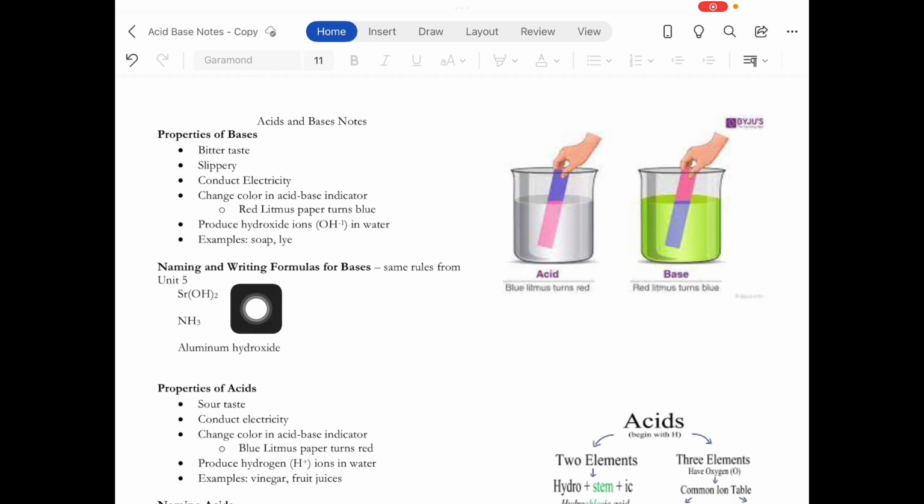If you were to use litmus paper, which you might have used before, red litmus paper will turn blue, and they produce hydroxide ions in water, and some examples are soap and lye. So when we name and write formulas for bases, these are the same rules from Unit 5, so if you don't remember them, you can go back to Unit 5. So we're just going to jump into examples.